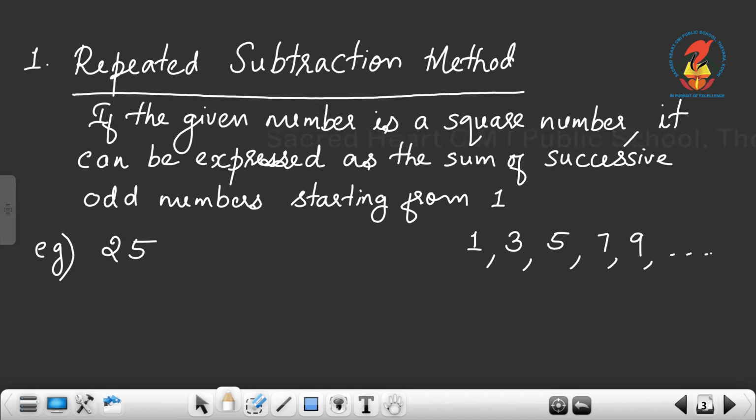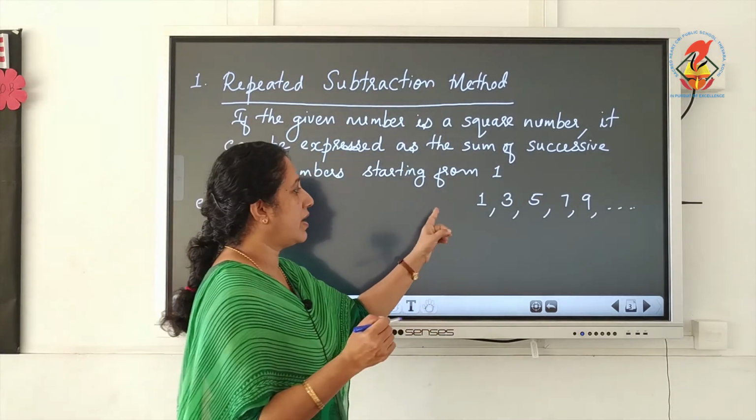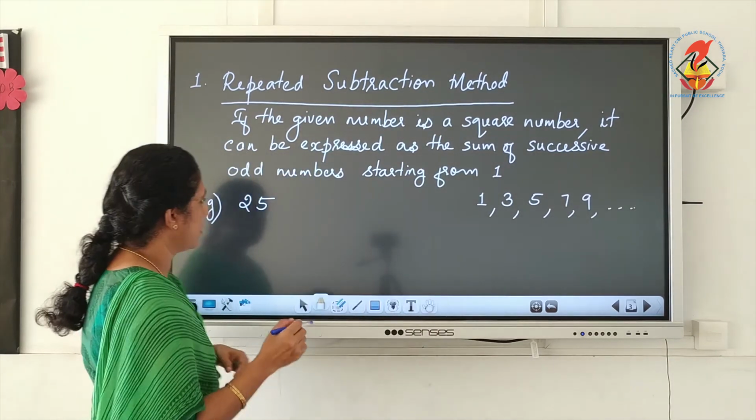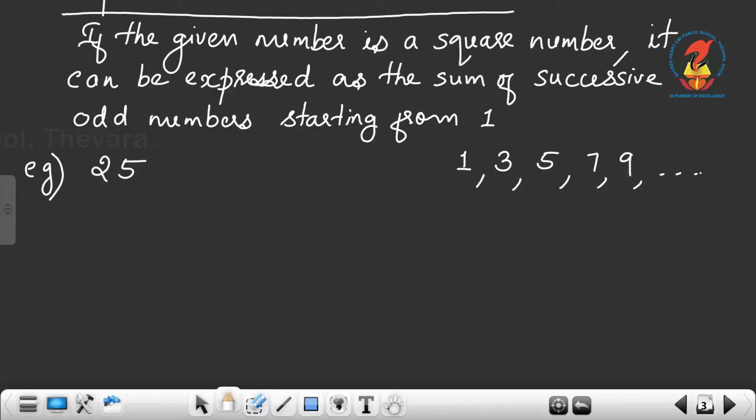from the given number. So, what we have to do? We have to successively subtract the odd numbers starting from 1: 1, 3, 5, 7, 9, etc. Then 25, first odd number is 1. 25 minus 1 equal to 24. Then from 24 subtract the second odd number. After 1, which one will come? 3. So 24 minus 3 equal to 21.